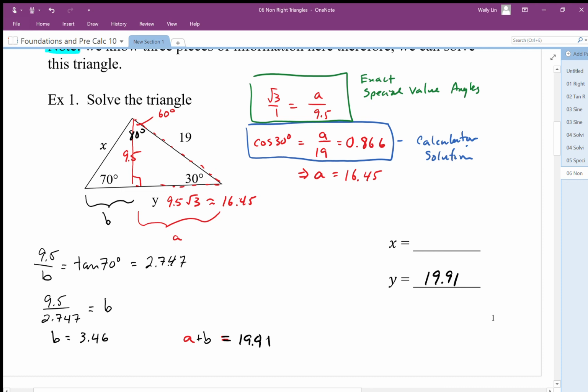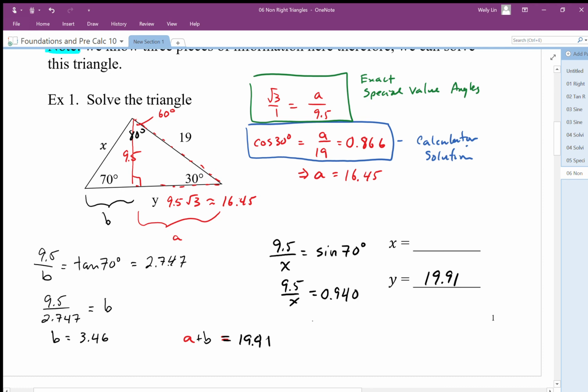Lastly then, I'm going to solve for the other X, using, to involve X in a ratio, I have the hypotenuse. I'll use the opposite side. So I'm going to do opposite side over hypotenuse, which is sine. So I'm going to use sine of 70 degrees. So 9.5 over X is equal to sine 70 degrees, which works out to be 0.940.